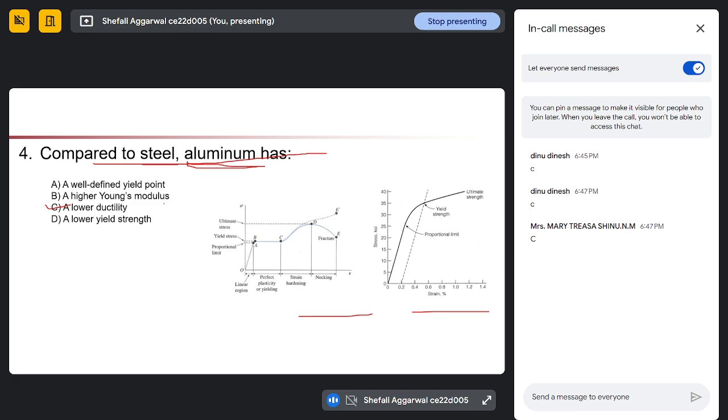So generally, if we talk about ductility, it is more of the flexibility. If you see from the practical point of view, we have more flexibility in aluminium as compared to steel. So actually, aluminium has more ductility as compared to steel. So C is not the correct option.